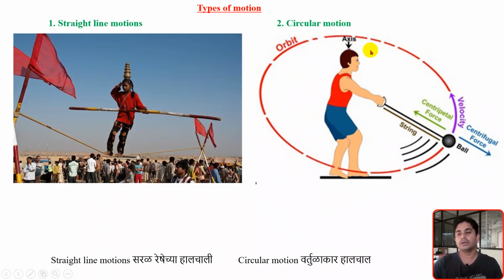He will rotate that ball in one particular position. Then he will throw the ball. So this is one wonderful example of circular motion.